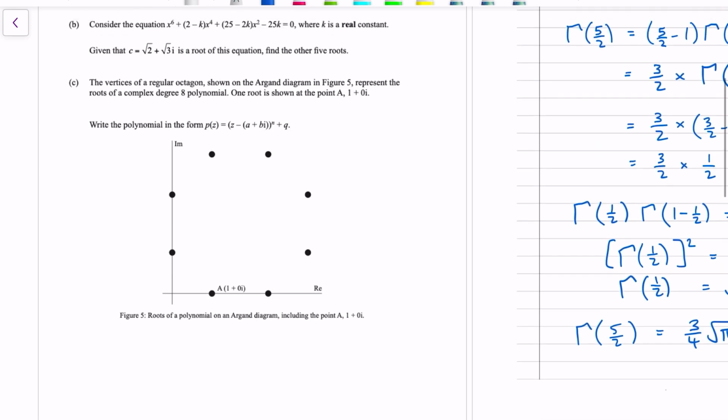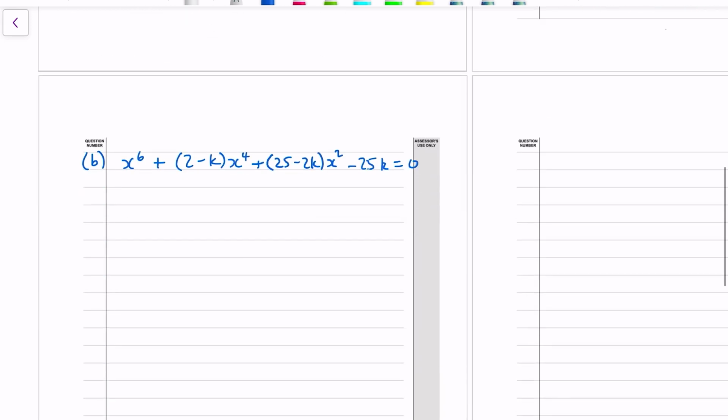And we're told one of the roots is root 2 plus root 3i. C equals root 2 plus root 3i. Okay, first up, think about what the even power stuff is telling you. When you have a polynomial that is only even powered, if we sub an x into it and it works as a solution, then if we sub a negative, whatever the solution was, it will also work.